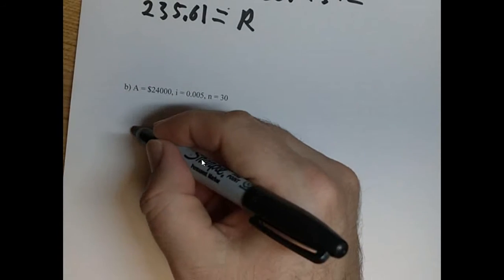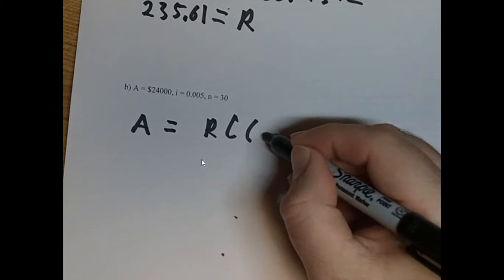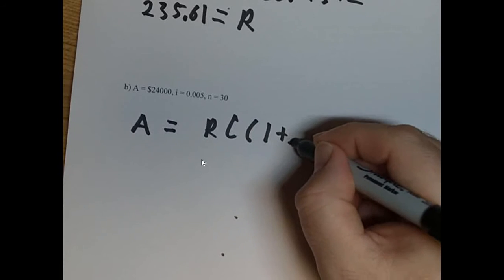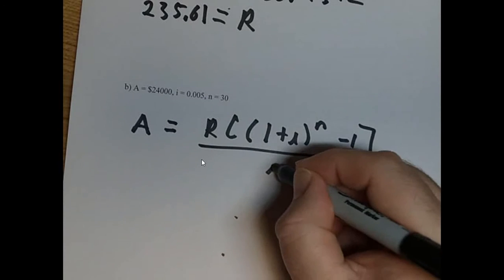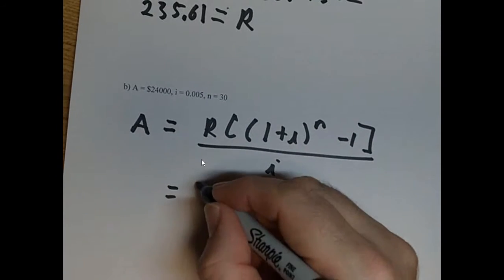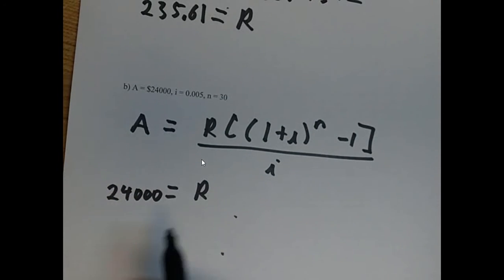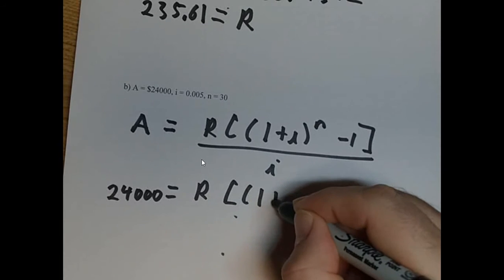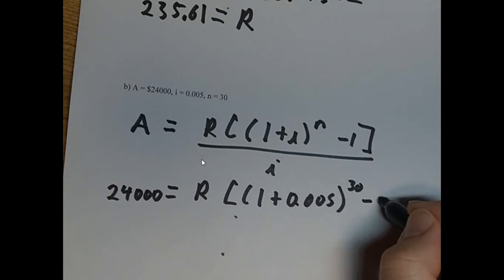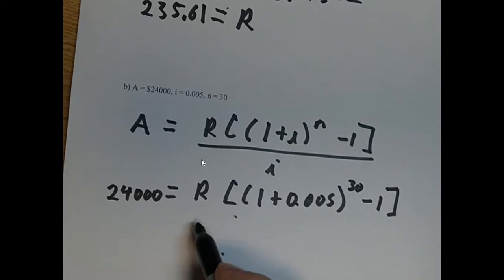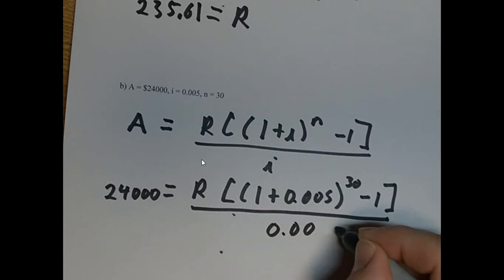But first, we have to write our equation. So we go A equals R, bracket, 1 plus I to the n, minus 1, close the bracket all over I. Okay, our payment, we don't know R. But we know A, it's 24,000. So this time we put it in here. Then we go 1 plus 0.005 to the power of 30 minus 1. So we just fill in the n, we fill in all the missing information. We don't know R, and I is 0.005.